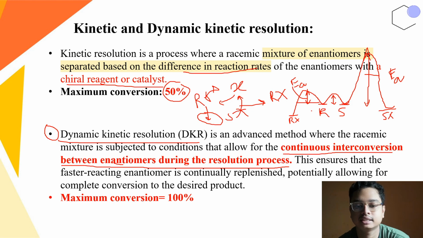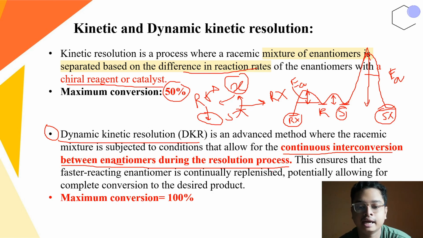Since this is lower, the formation of Rx will be favorable over Sx. Now, since the energy gap between R and S is very small here, what happens in dynamic kinetic resolution? The S enantiomer slowly interconverts to the R enantiomer, and this R enantiomer will react with the X amount to generate the Rx compound product.